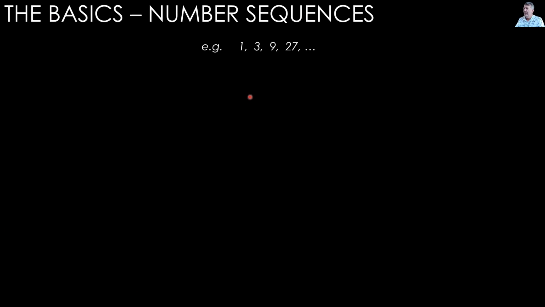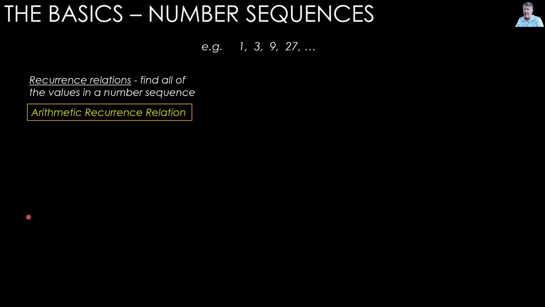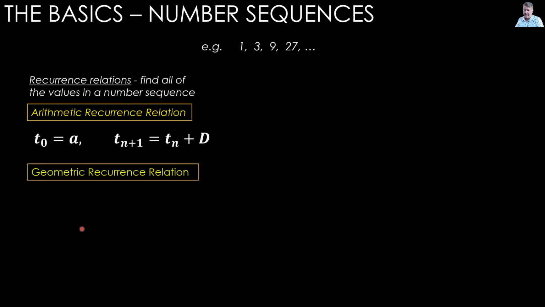Number sequences. Okay, 1, 3, 9, 27 is an example of a number sequence. So we can have recurrence relations, and of course they allow you to find all the values in a number sequence. Okay, we have two types of number sequences: arithmetic recurrence relations, or arithmetic sequences, and this one's the recurrence relation which applies to an arithmetic sequence. Or we have a geometric recurrence relation, which of course is T0 equals the start value, next value equals the common ratio times the current value.